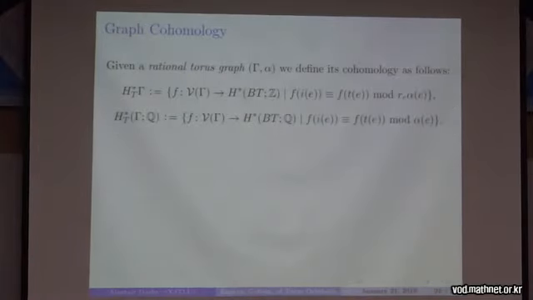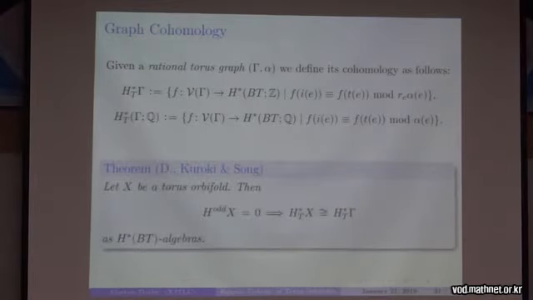Okay, so there's a difference between the integral and the rational. Then our first result is that if we take a torus orbifold that has its odd degree cohomology vanishing, as in the manifold case, we can show that the equivariant cohomology of the torus orbifold coincides with the equivariant cohomology of the graph. And this is all with integer coefficients. So this is the integral cohomology of the graph, and the integral cohomology of the torus orbifold as H star BT algebras. And the proof of that is much the same, it really follows very similarly to the proof of the manifold case.